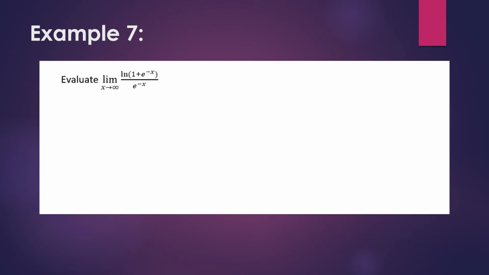Example 7 says the limit as x approaches infinity of ln of 1 plus e to the negative x, divided by e to the negative x. So what is this really? The ln of 1 plus e to the negative infinity is 0 over 0. So this is going to be a 0 over 0, so I have to use L'Hopital's. I was just confirming that this is a L'Hopital's problem because textbooks love to trick people.